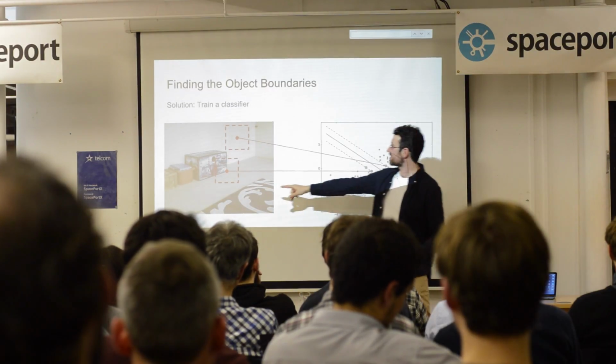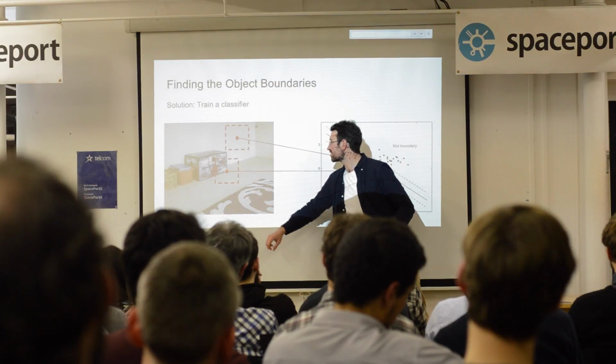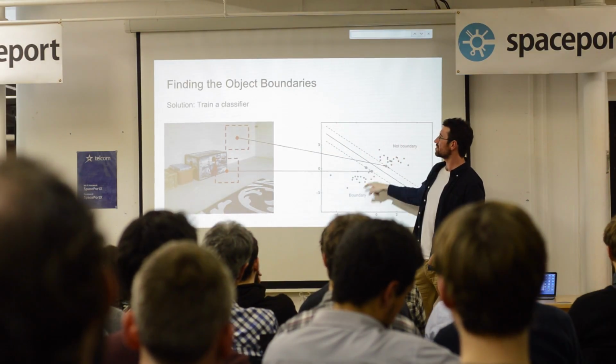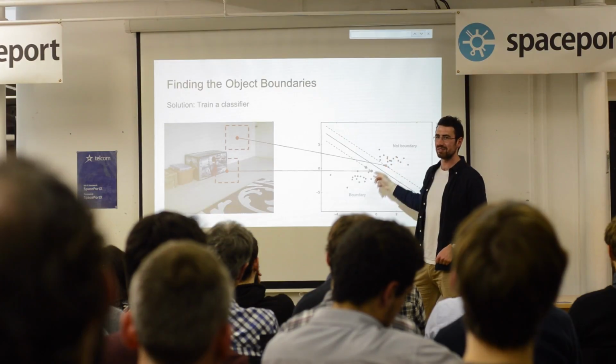So in this case, this patch here with the corner of the box in its place, we want to find as a boundary. The one in the middle of the wall we want to find as a not boundary.